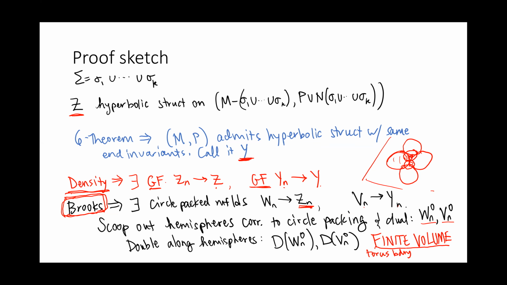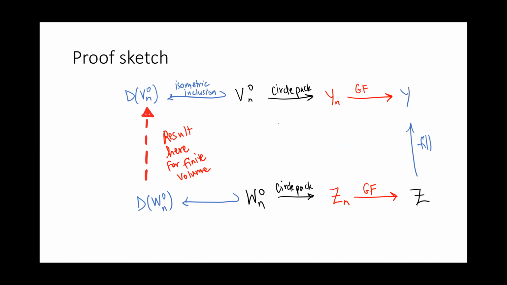Okay. All right, so here's the picture of what's happening. You start here with Z hyperbolic. You do a Dehn filling and you get here Y with the same end invariants. This is by the sixth theorem that Y exists. Okay, you use the density theorem here in the red to approximate these by geometrically finite manifolds. You use Brooks' theorem here in the black to approximate these by circle packed manifolds or scooped manifolds.